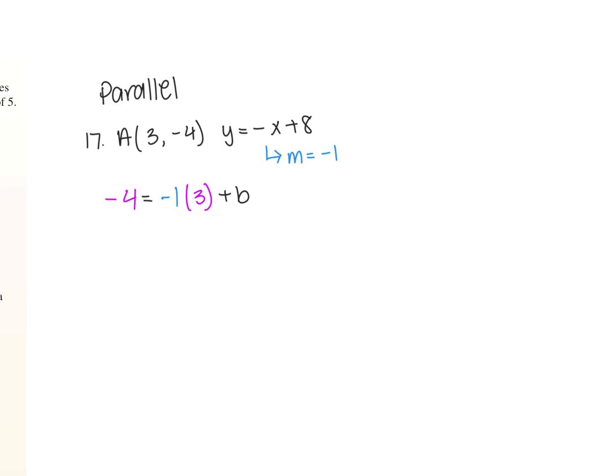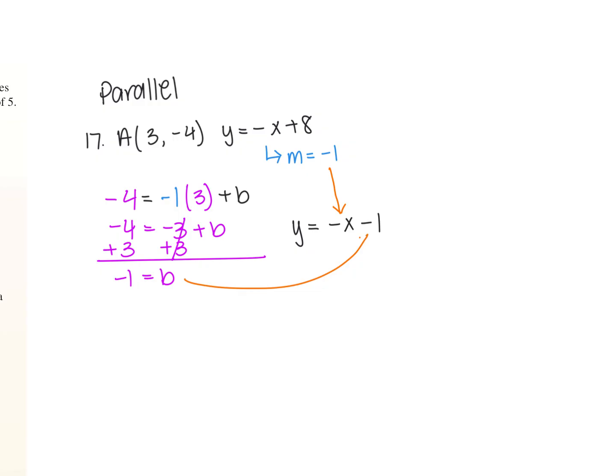So solving it, I'm going to get negative 4 equals negative 3 plus b. Add 3 to both sides. I'm going to get negative 1 equals b. So my new equation that was parallel through that line is going to be y equals negative x minus 1. Where am I getting this negative from? I'm taking that negative 1. That was my new slope. And I'm taking my b and plugging it in. So this should be my answer in the end.